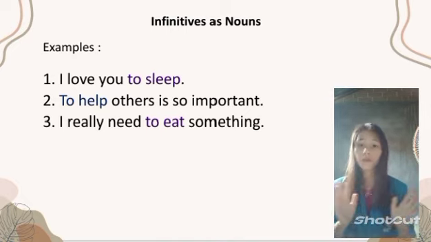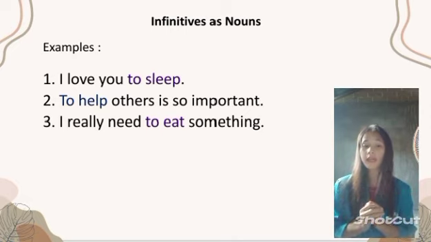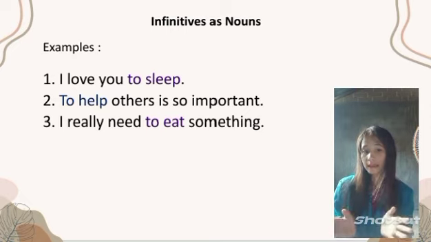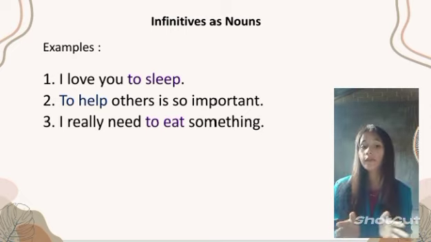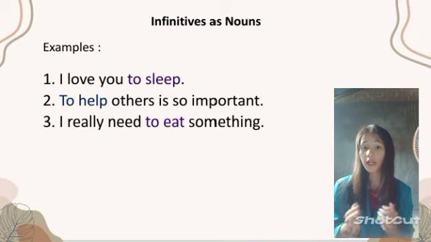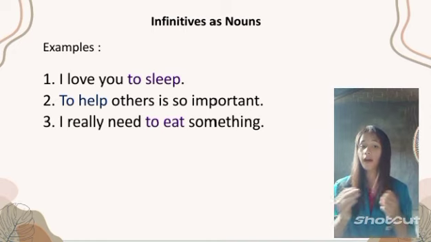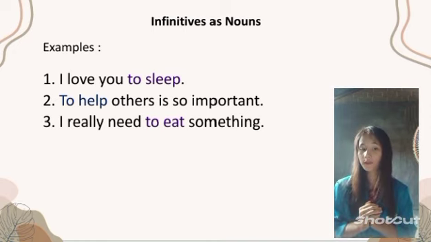Okay, let's understand with one more example. I really need to eat something. In this sentence, the verb is need, and to eat is the object of the sentence. This means that the infinitive functions as a noun in the sentence. Here, to eat is used as an object in the sentence, so it acts as a noun. So now we know how infinitives are used as nouns.